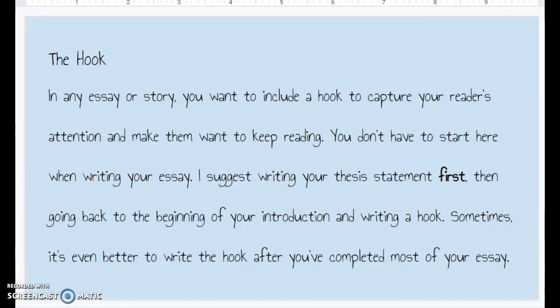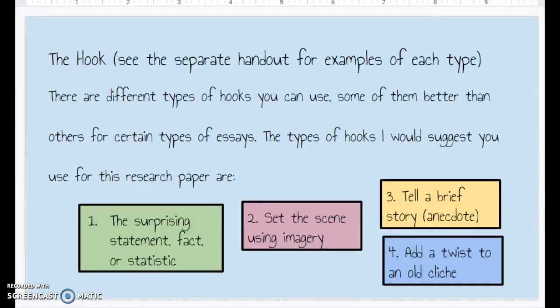That's what I would generally do when I approached writing a hook, because with the hook you can be really creative, and it makes sense that you'll be able to be more creative with it if you've already delved into your topic quite extensively and you know your topic really well. So if you're struggling with the hook at first, remember that you don't have to start there. You can always come back to it. Just don't forget to go back to it.